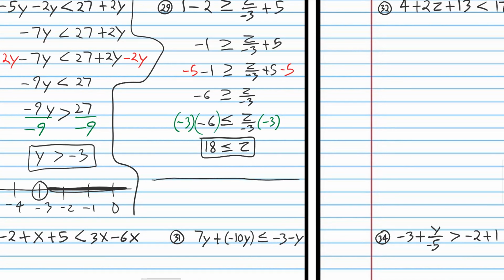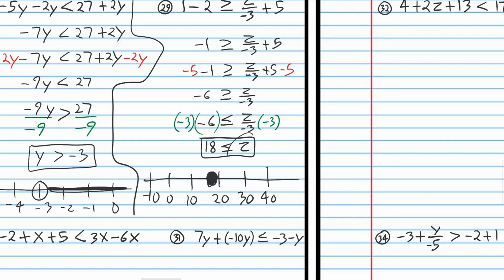So now let's graph it. And again, graphs will vary depending on what you choose to do. And let's mark the 18, and it's going to be a closed circle. The previous problem was an open circle, but this is going to be a closed circle because we have less than or equal to. So it's going to be approximately there. And again, it doesn't have to be exact.